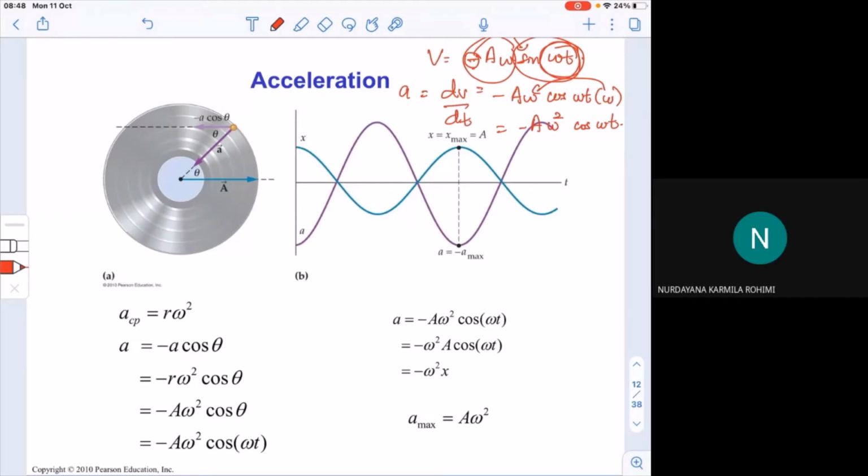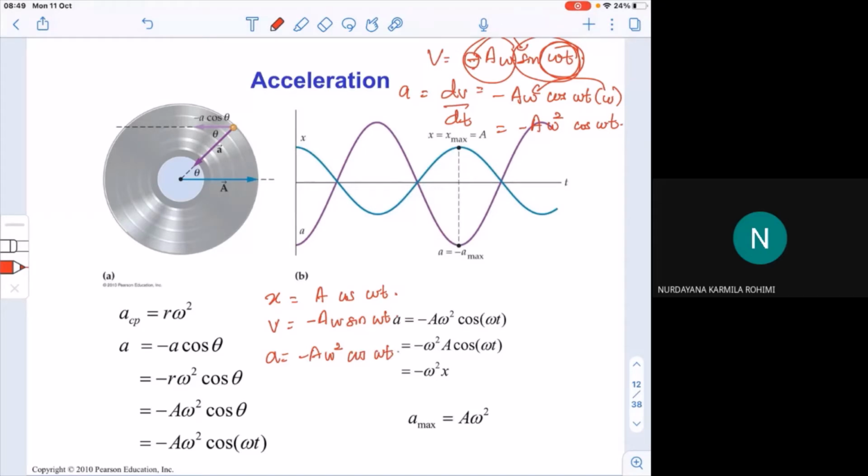Okay, so that is how you get it. Again, I want to highlight it. So x is equivalent to A cos omega t. V is equivalent to negative A, don't forget the negative, omega sine omega t. And a, you will get negative A omega square cos omega t.